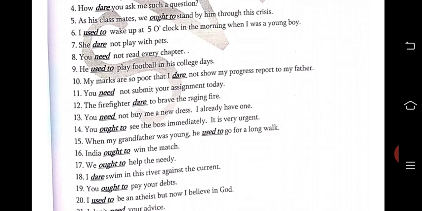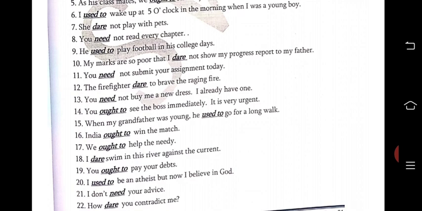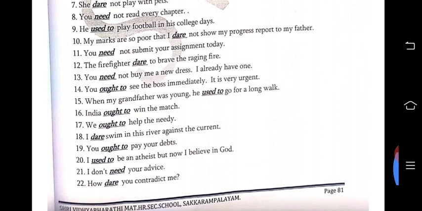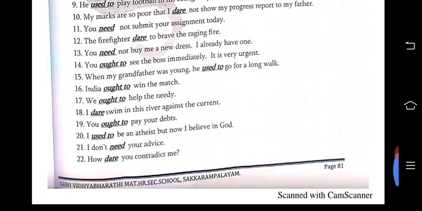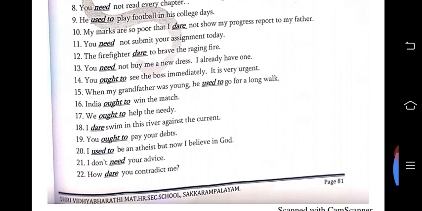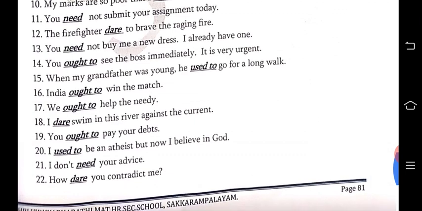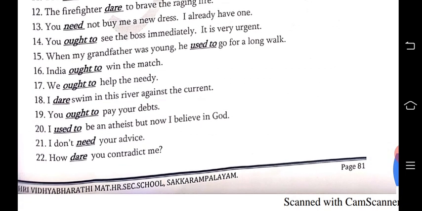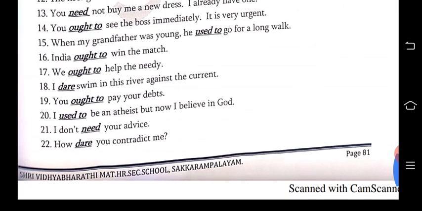As his classmates, we ought to stand by him through this crisis. We say that it is necessary, as a classmate, for me to do it. You ought to... Next: I used to wake up at 5 o'clock in the morning when I was in school, past habitual. She dare not play with the pets, challenge. You need not read every chapter, necessity. He used to play football in his college, past habitual. My marks are so poor that I dare not show my progress report to my father, so that means challenge. You need not submit your assignment today, necessity.